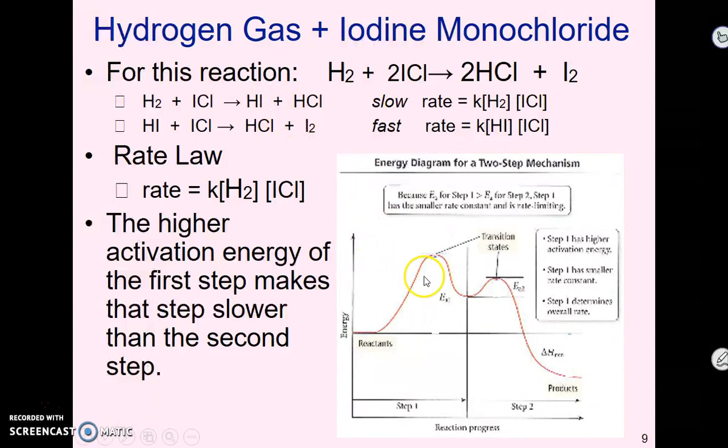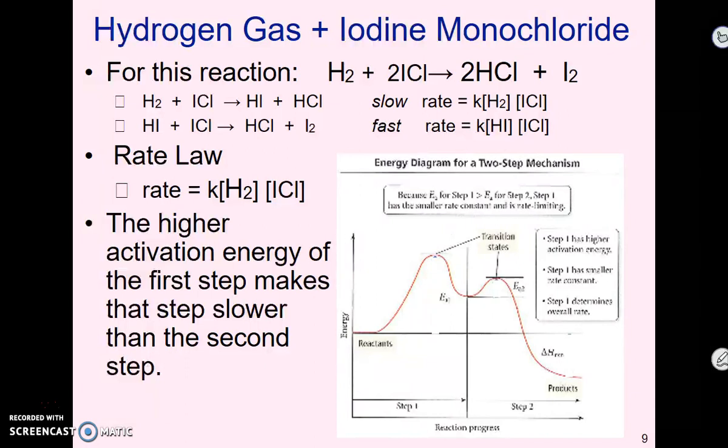Also, just as a review from our thermodynamic unit, this reaction is exothermic because the products have less energy, so therefore energy was released. If you notice, the reactants here are higher than the products, meaning that delta H is negative, or the reaction is exothermic.